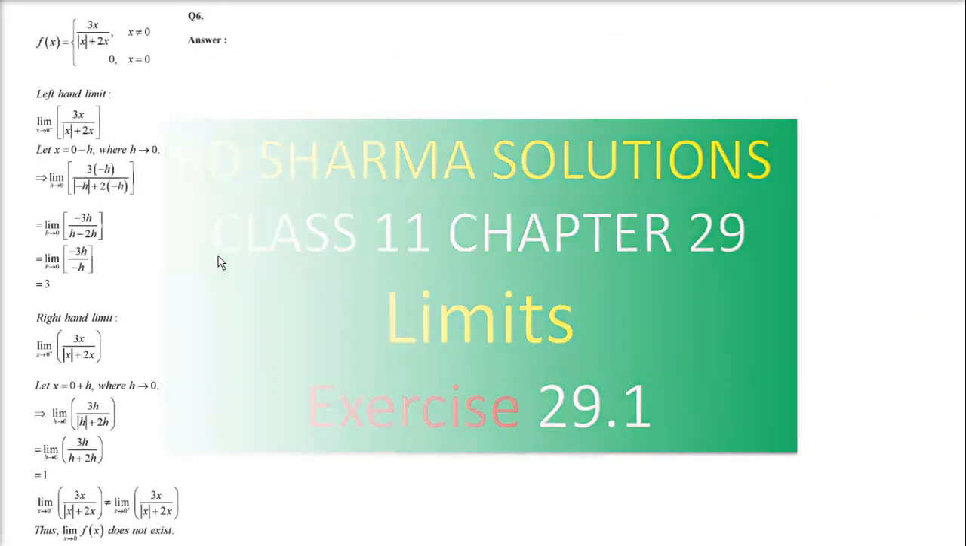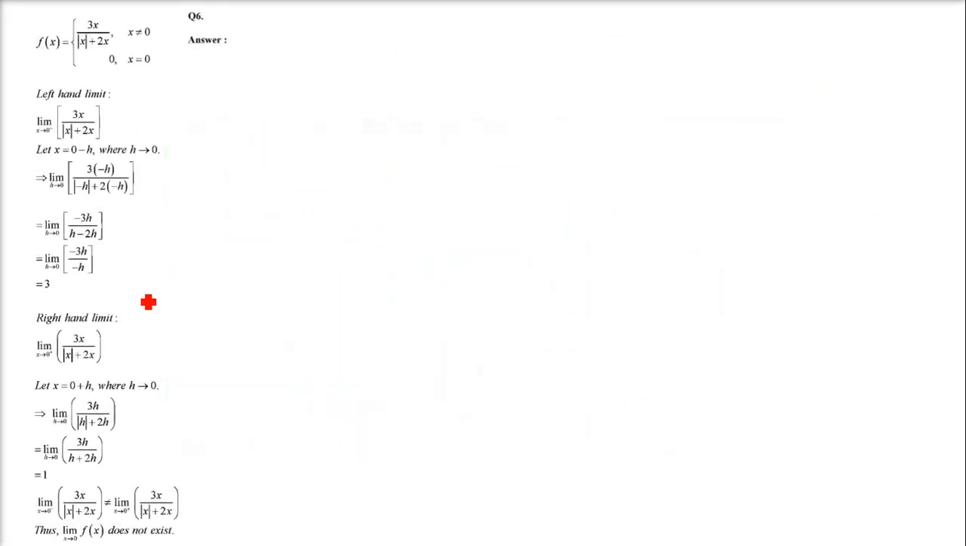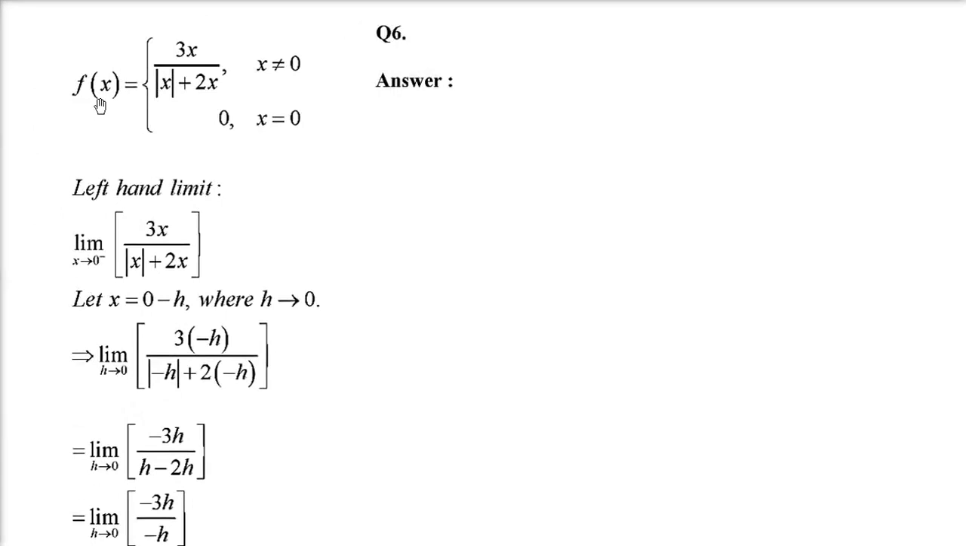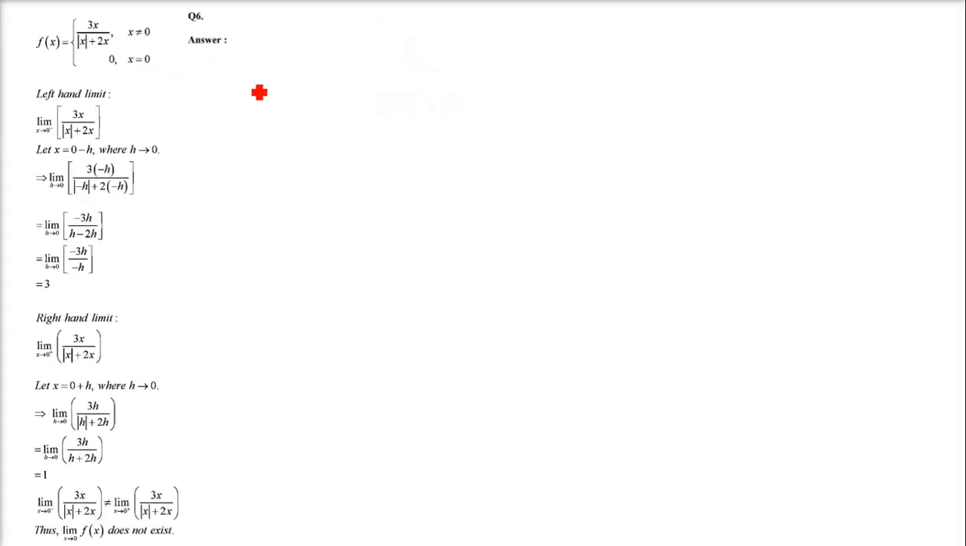39.1. This is question number 6. The question is saying let f(x) be a function defined by f(x) equals 3x by mod x plus 2x if x is not equal to 0, and it is 0 if x is equal to 0. Now we have to show that the limit as x tends to 0 of f(x) does not exist.